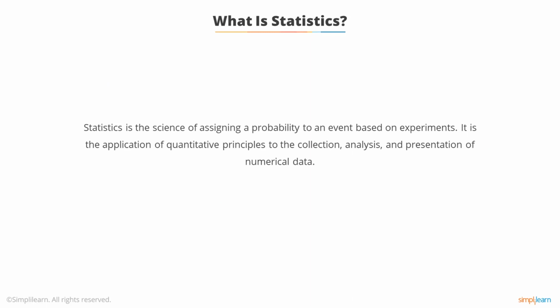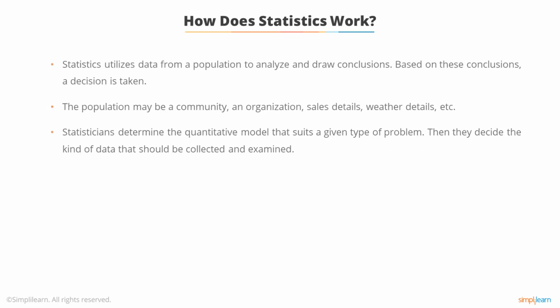So what is statistics? Statistics is the science of assigning a probability to an event based on experiments. It's the application of quantitative principles to the collection, analysis, and presentation of data. Statistics utilizes data from a population to analyze and draw conclusions, and based on these conclusions, decisions are taken. That population may be a community, an organization, sales details, weather details, etc. A statistician determines the quantitative models that suit a given type of problem, then decides the kind of data that should be collected and examined.